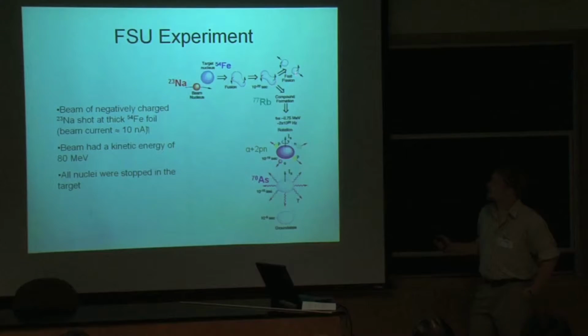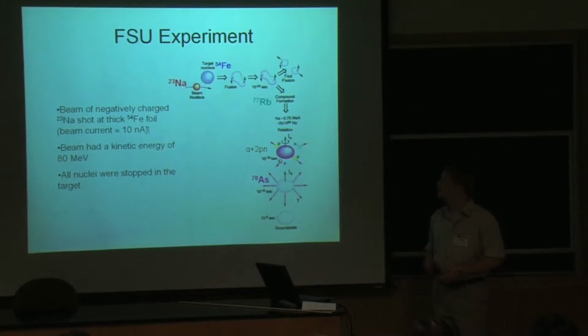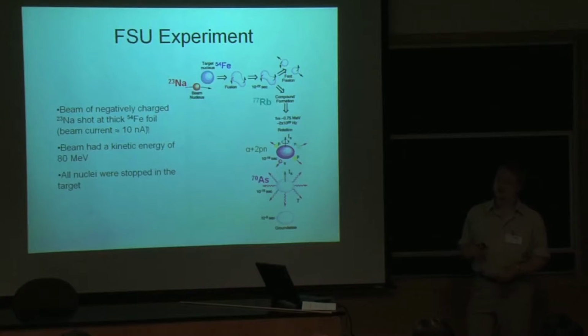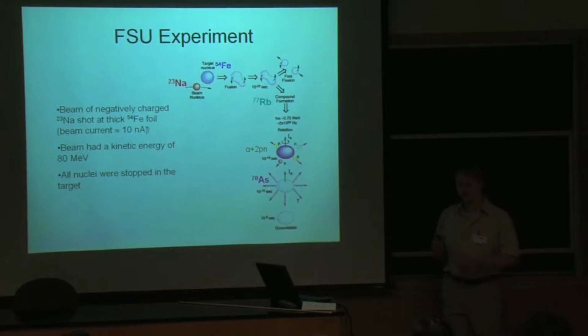From there, you can either have fast fission or the compound forming, rubidium-77. Once the compound forms, a lot of angular momentum is given to that compound nucleus. It's going to be spinning extremely fast and spitting off particles. For arsenic-70 to be formed, it's going to spit off an alpha particle, which is 2 protons and 2 neutrons, and also another 2 protons and a neutron. So that's the alpha plus 2pn channel for this decay.